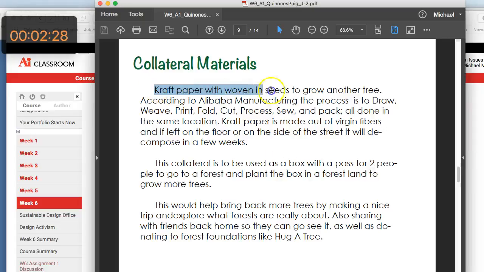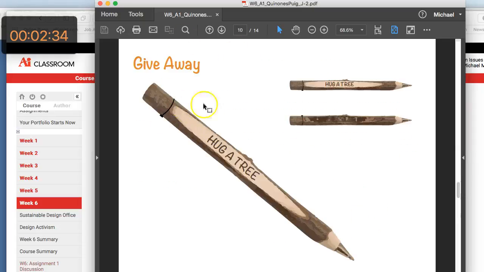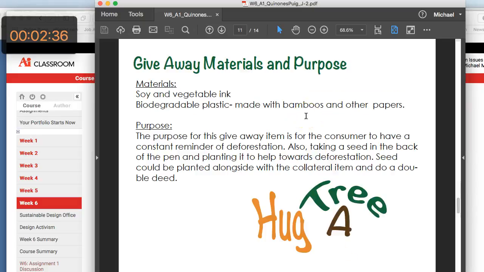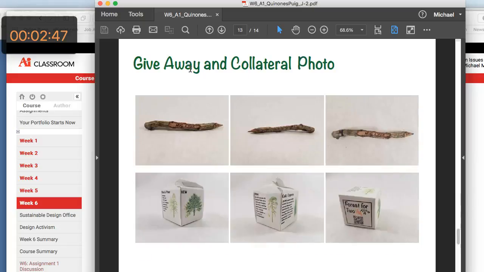Good idea, craft paper, great idea, love it, love it. Giveaway, we never did get that seed thing going, but I think that's something to think about. I think you leaned towards those in that direction in some of your writing. So, giveaway lifecycle, that was a good idea.